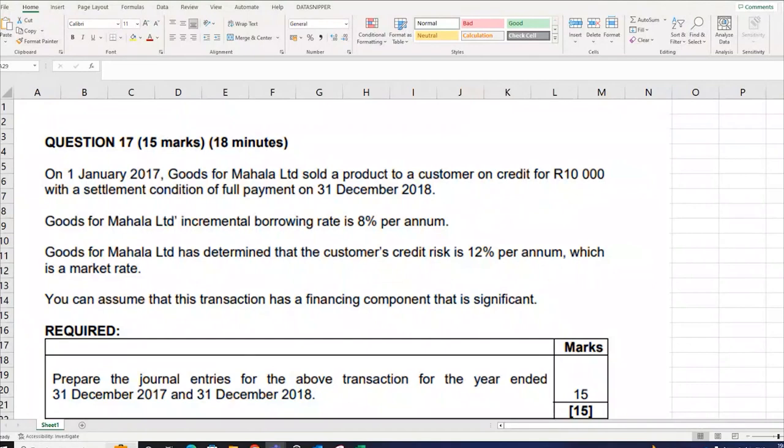So to start off with the required, we're asked to prepare the journal entries for the above transaction for the year ended 31 December 2017 and 31 December 2018. Okay, so this question is coming from your additional questions, which are on the MyUnisa platform, under the additional resources. You've got, I think, 18 additional questions. So this is question 17 coming from there.